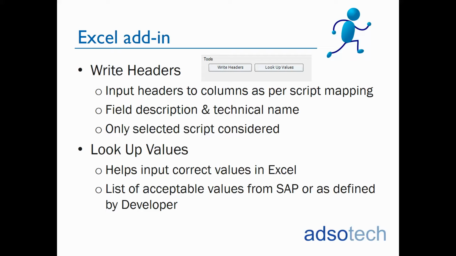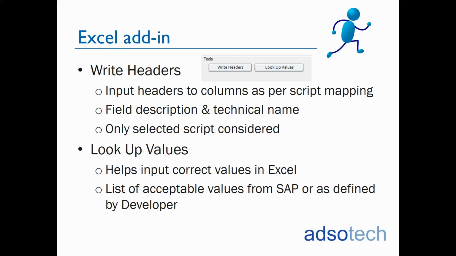In the add-in, you can see two buttons below the Run button. Write headers is mostly for developer users to rewrite the column headlines on the Excel template. With the press of this button, Winshuttle will check the selected script and use it to overwrite the existing headers with the respective field descriptions and technical names of the mapped SAP fields.